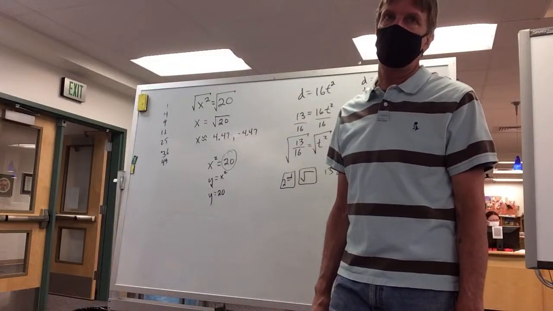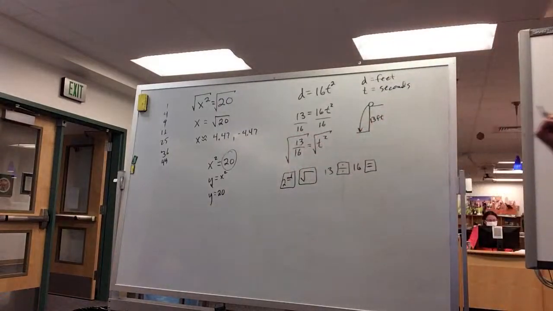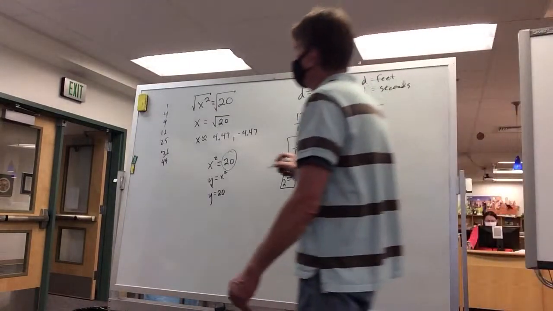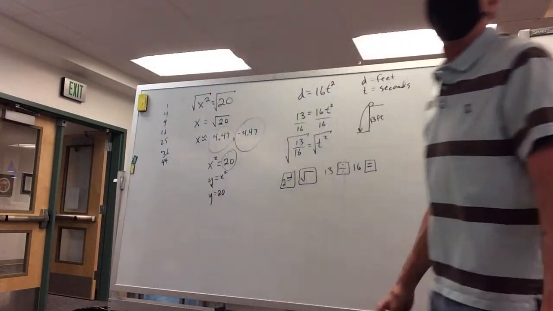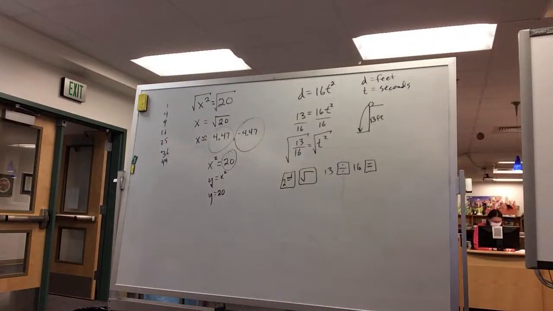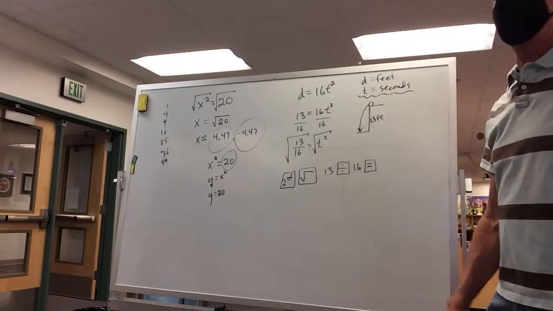Does a negative number make sense for the answer? So just like your calculator gave you a positive 4.47, but we know there's also a negative, will it make sense to have a negative square root of 13/16? Why not? Because you can't have negative time very often. Yeah, we don't talk about negative time very often.